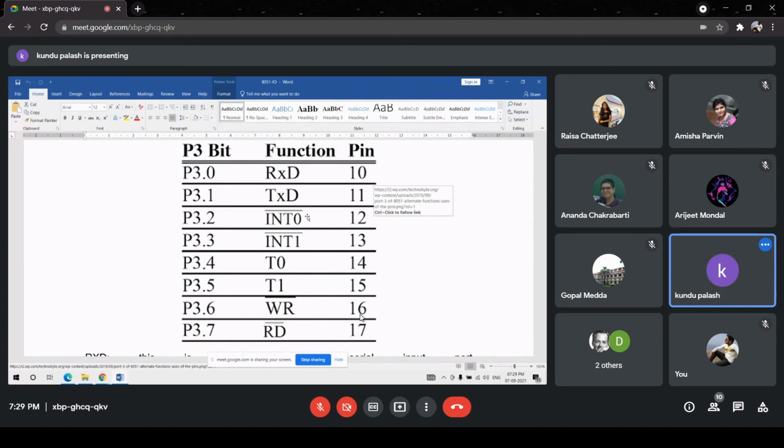3.2 is a hardware interrupt. In case of a hardware interrupt, one hardware interrupt for the 8085 is INTR. So there are two hardware interrupt signals. An interrupting circuit may generate the interrupt request signal via these pins, 3.2 and 3.3. 3.4 and 3.5 are used for the timer signals, T0 and T1. There are two timers.